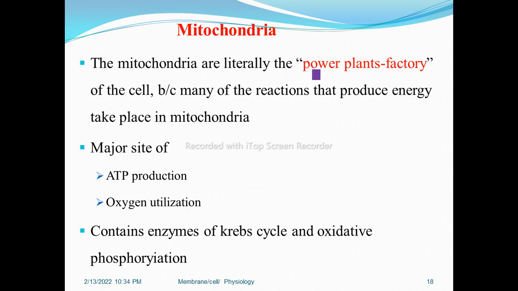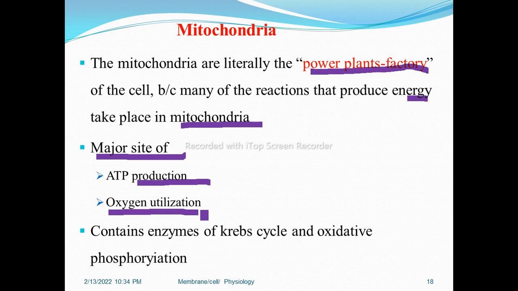So the other important organelle is mitochondria. Mitochondria are literally the power plant's factory, or we can say the powerhouse of the cell, because many reactions that produce energy take place in the mitochondria. The mitochondria is the major site of ATP production and oxygen utilization. ATP is the energy part of the cell that is important for many cellular activities. So this is the energy for many activities of the cell.